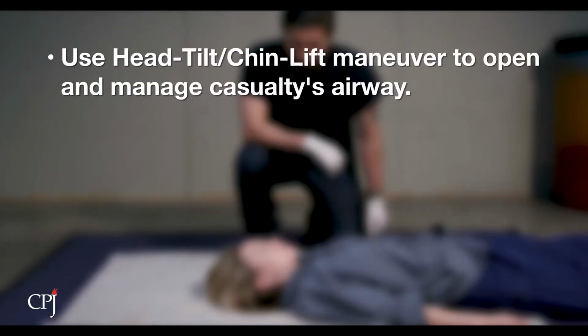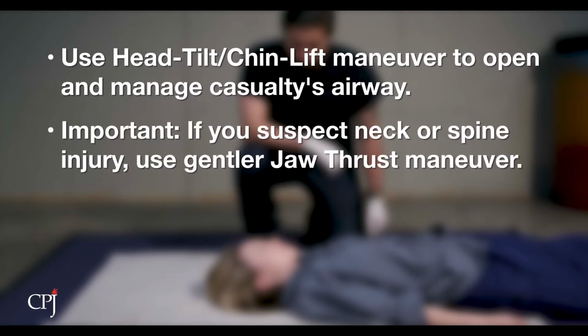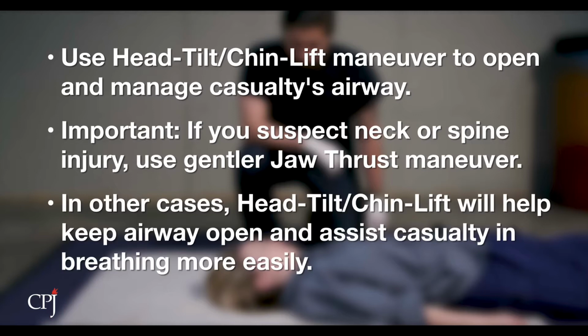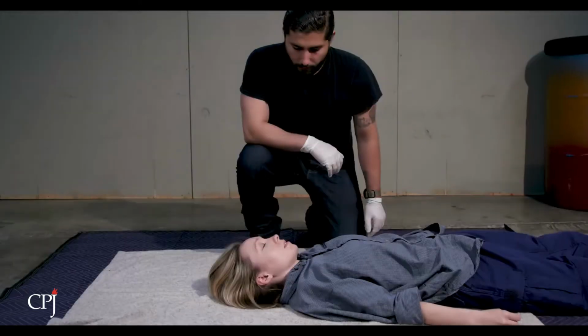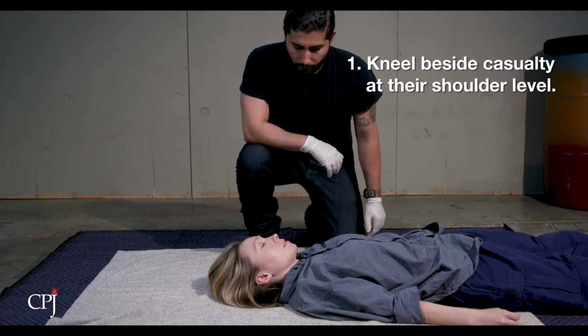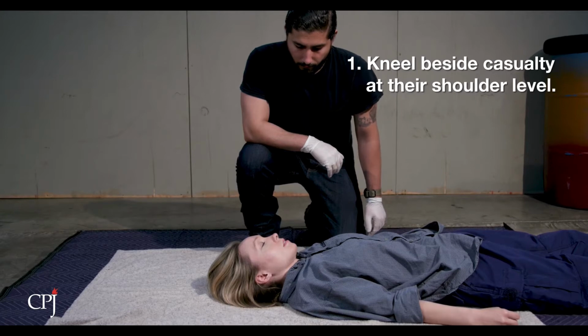Another common way to open an unresponsive casualty's airway is to use the head tilt chin lift. Remember, if you suspect the casualty has a neck or spine injury, use the gentler jaw thrust maneuver we demonstrated earlier. But in other cases, the head tilt chin lift will help keep the airway open and assist the casualty in breathing more easily. First, kneel beside the casualty at their shoulder level.